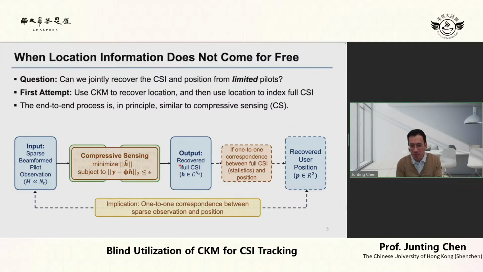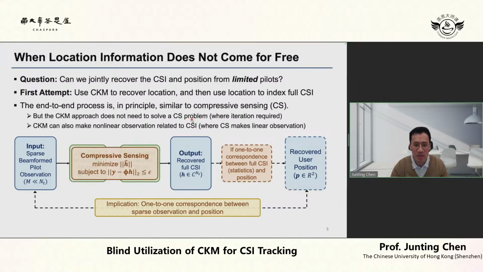If our ultimate goal is to recover the full CSI, what compressed sensing does is that it tries to minimize the L1 norm of some sparse representation. It tries to recover some sparse representation of the channel, such that the recovered channel agrees with the observation, right? And then in order to solve the compressed sensing problem, we probably need to run some iteration, etc. Now, of course, the radio map approach goes beyond compressed sensing in two senses. First, it may not need to solve a compressed sensing problem using iteration.